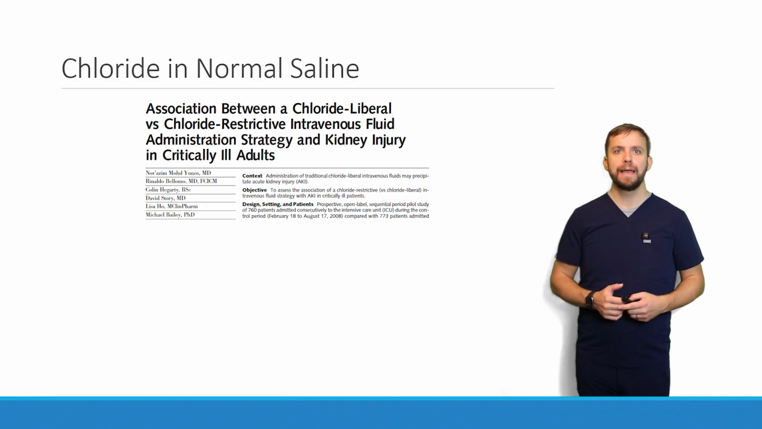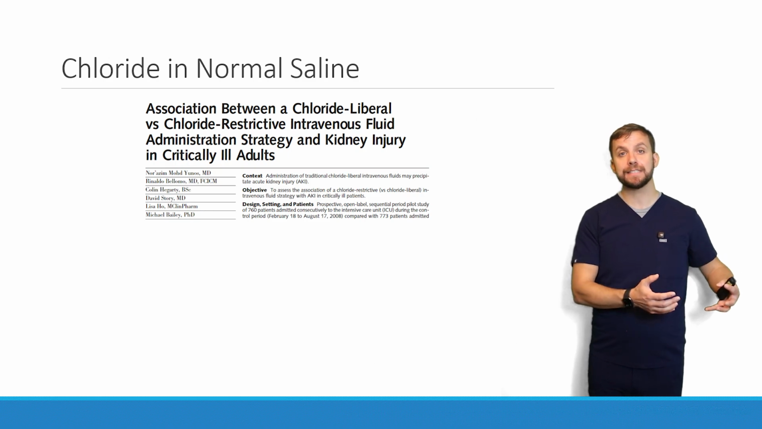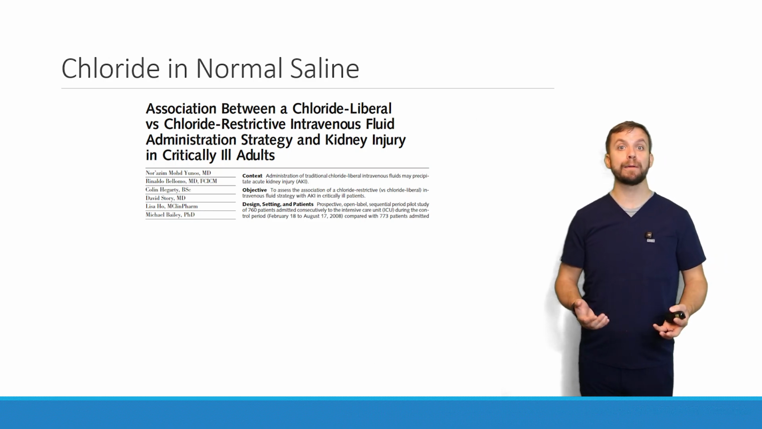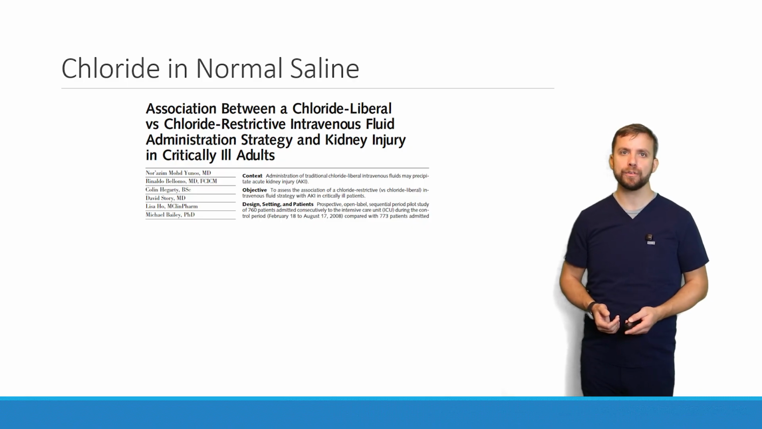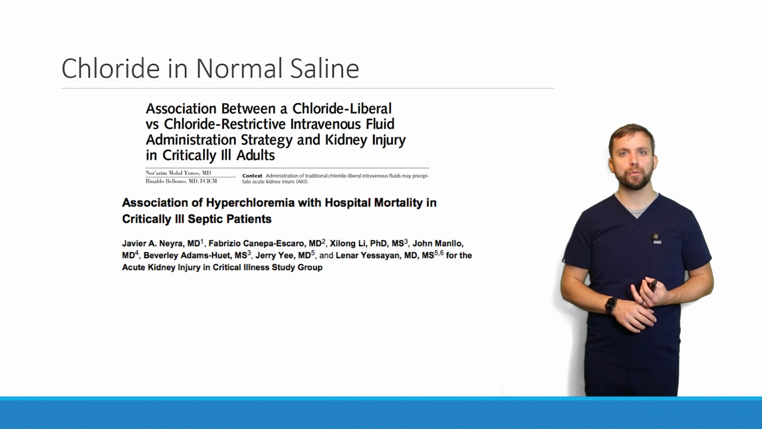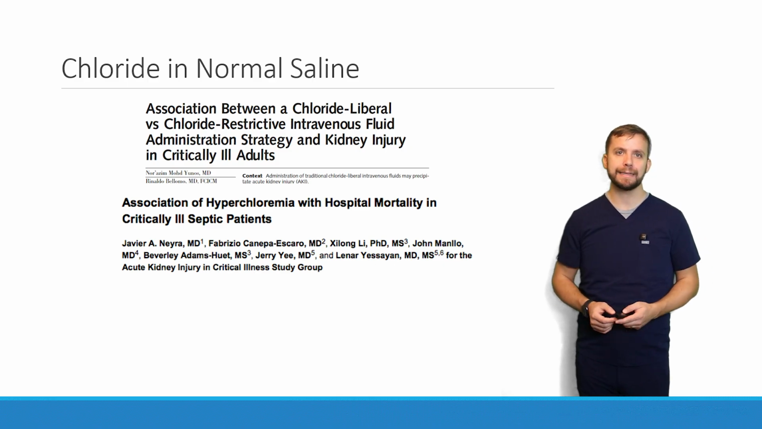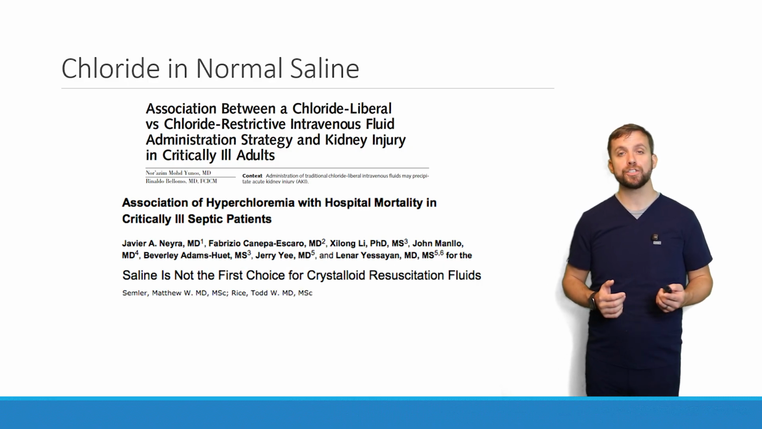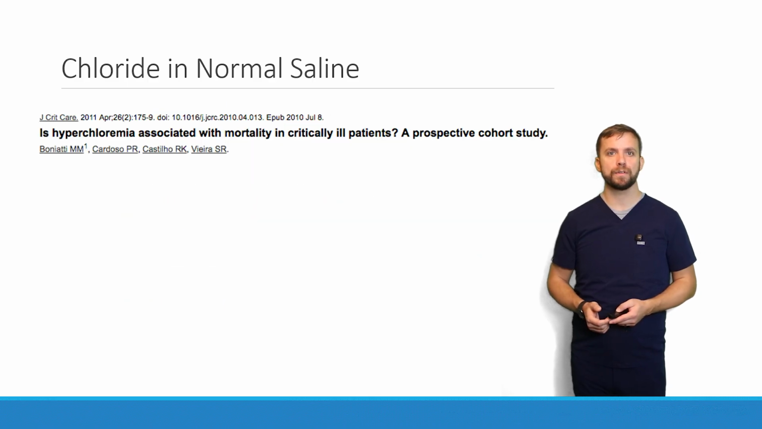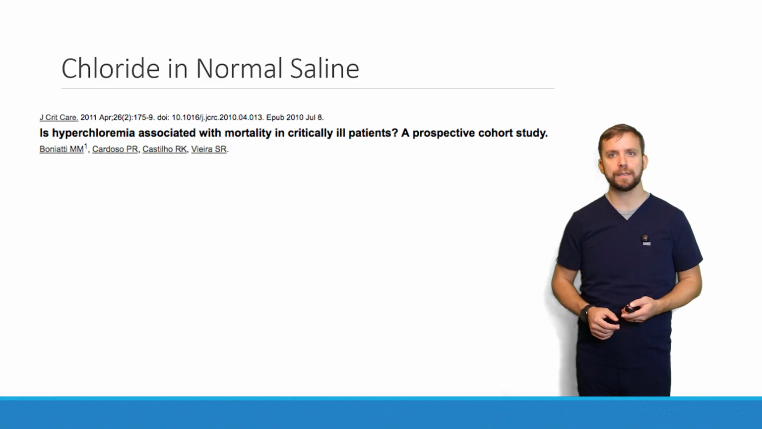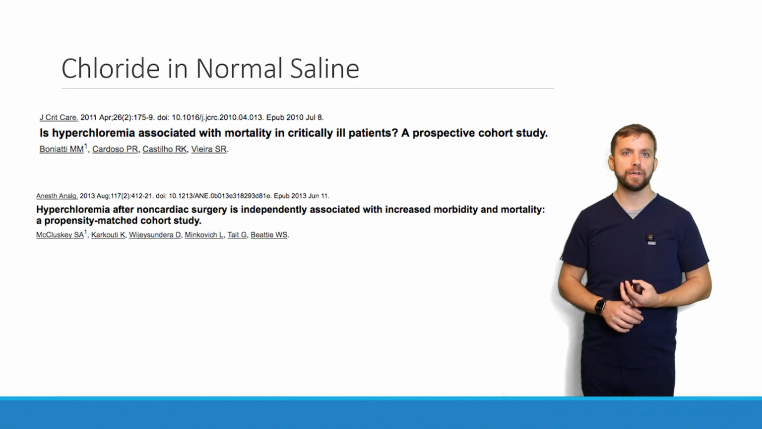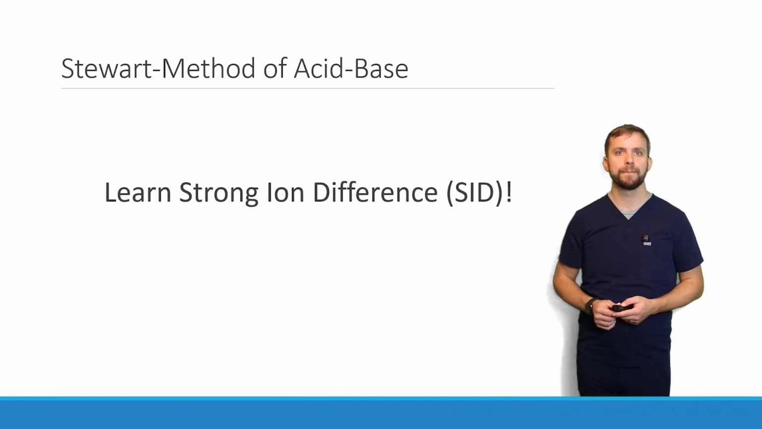So if you look, the patients that end up having a chloride-liberal fluid, which would be like normal saline, are more likely to have kidney injury in critically ill patients. Hyperchloremia is associated with hospital mortality in septic shock patients. Saline should not be your first choice in crystalloid resuscitation. Hyperchloremia is associated with mortality in critically ill patients. Hyperchloremia after non-cardiac surgery is independently associated with increased morbidity and mortality.